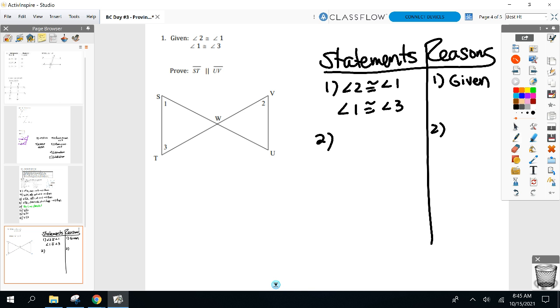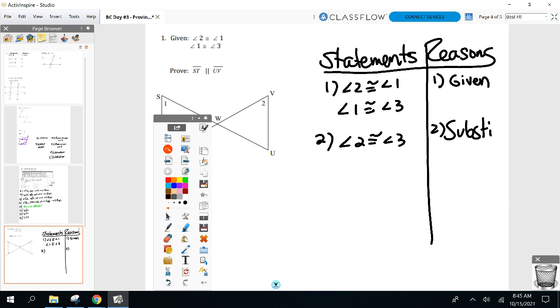I gave you everything in the givens. 2 congruent to 1, 1 congruent to 3. So 2 congruent to 3. But you got to put substitution. Again, I'm stressing this big time. Why can you not tell me 2 congruent to 3? Because alternate interior angles are congruent only if the lines are parallel. You got to have the lines parallel to be congruent. So this is just substitution, no other reason. All right, you got 2 congruent to 3.